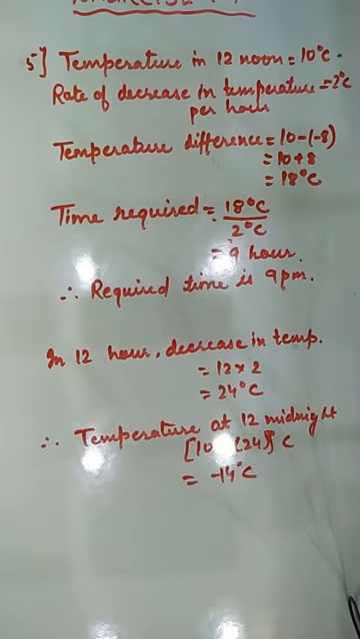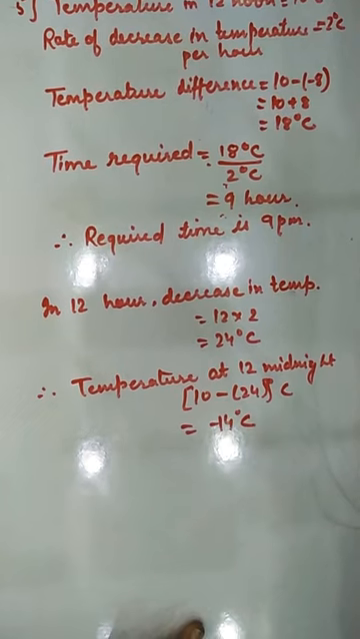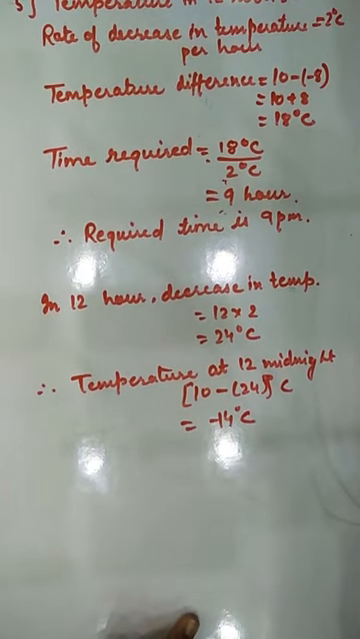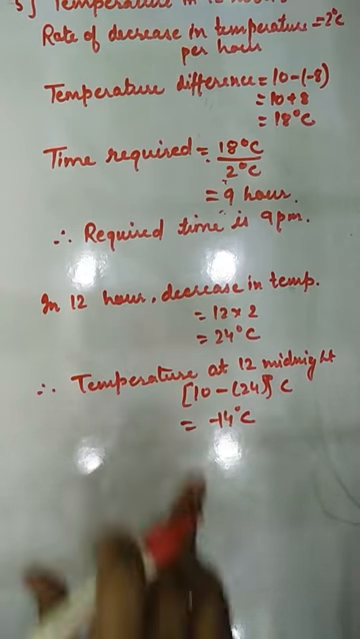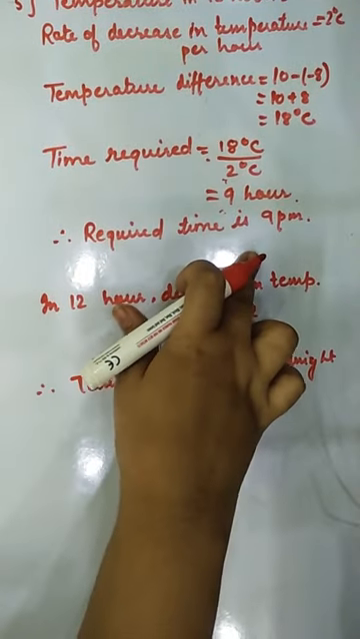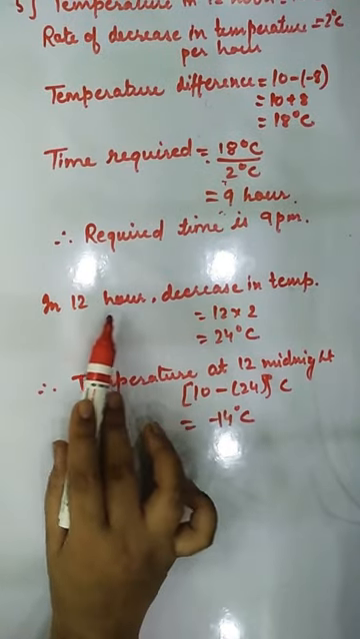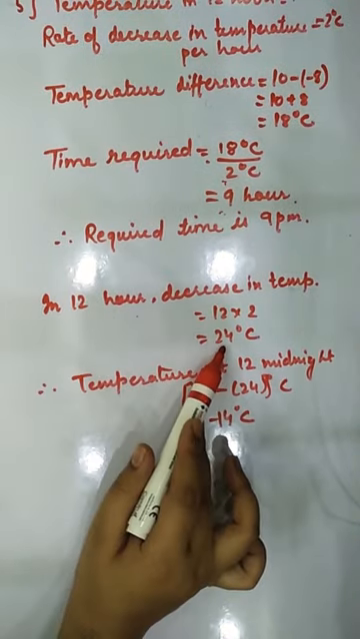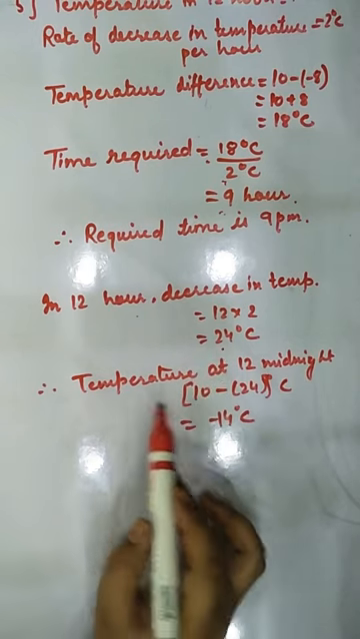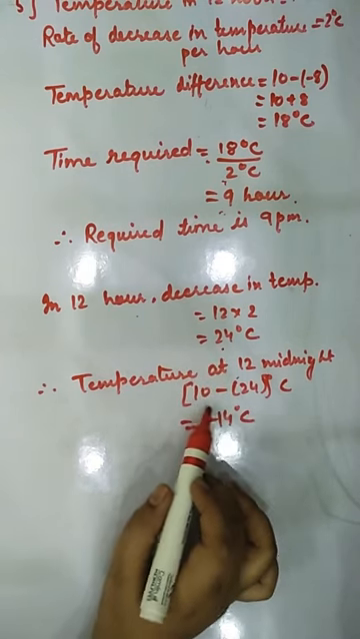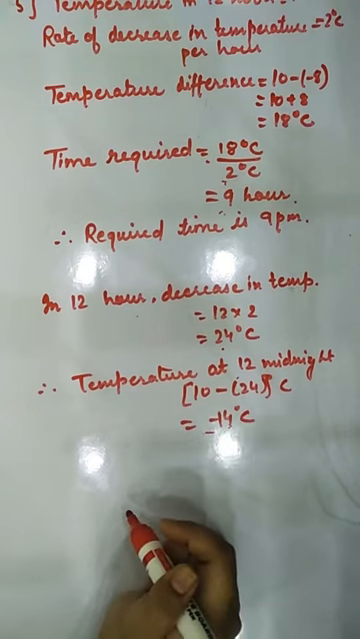I hope you all have understood this. You need to practice this question because at noon the temperature was 10 degrees Celsius, and it was decreasing by 2 degrees Celsius. First we calculated the temperature difference and then we divided it by the rate and we got 9 hours. Therefore we added 9 hours to 12 noon, it will be 9 p.m. And then again we calculated that in 12 hours the temperature decrease will be 24 degrees Celsius. Therefore the temperature at 12 midnight will be 10 minus 24, that is minus 14 degrees Celsius.